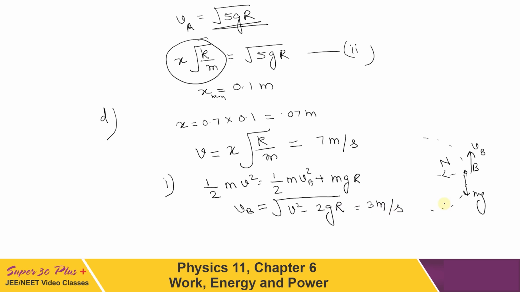If we write the force equation at this point, then AC will be equal to the centripetal acceleration, which is VB square by R, and this value comes out to be 9 by 2 meter per second square. So we can write N equal to mVB square by R, that is equal to 0.45 Newton.